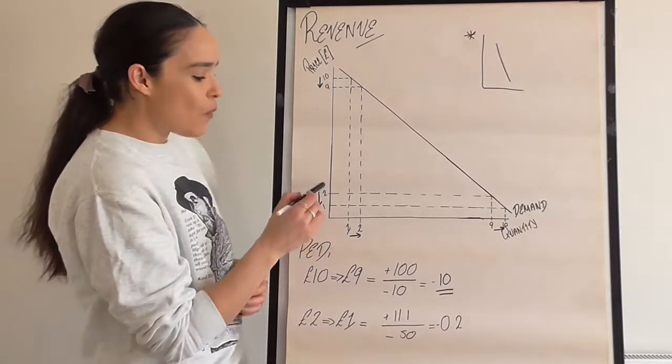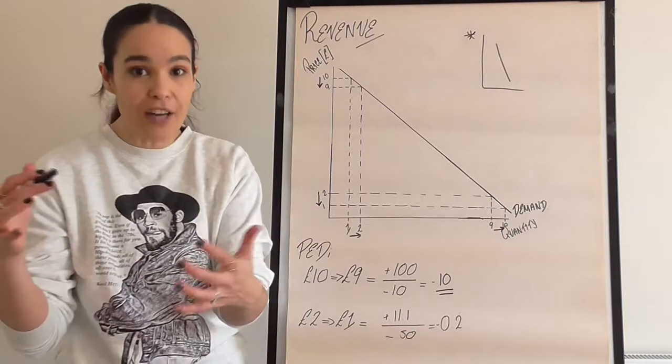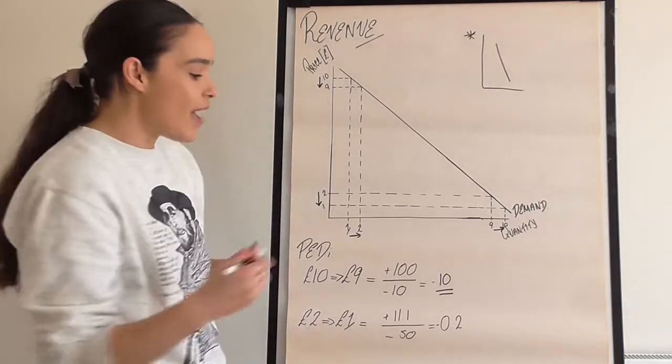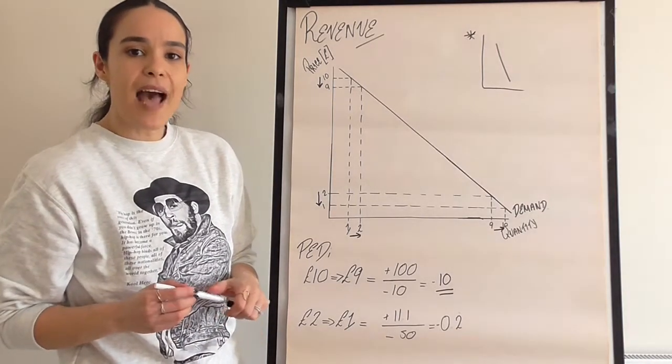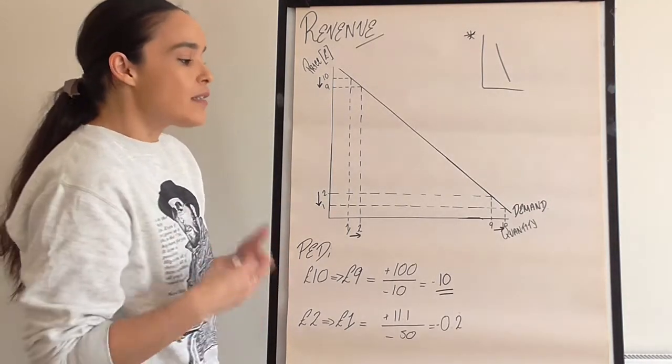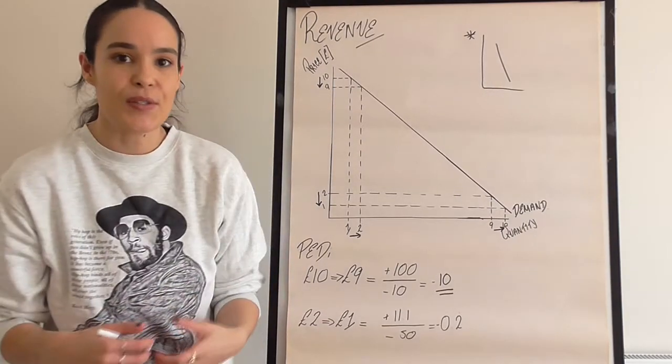And then we have a look at 1 to 2. We're cutting the price in half. We've halved the price here, so we have a 50% change in our price. And what is happening to our quantity demanded? Well, we've gone from 9 to 10.